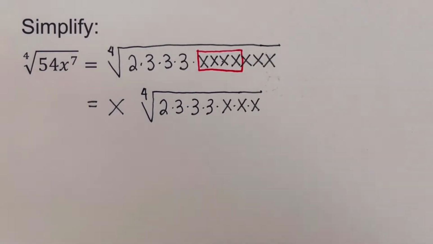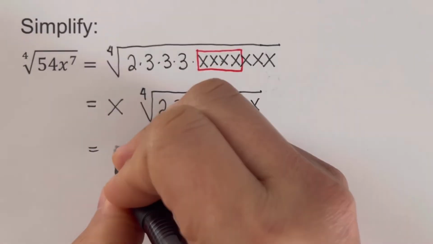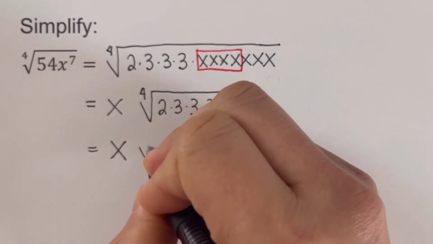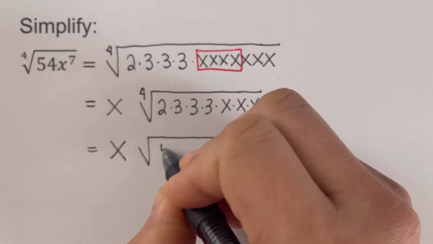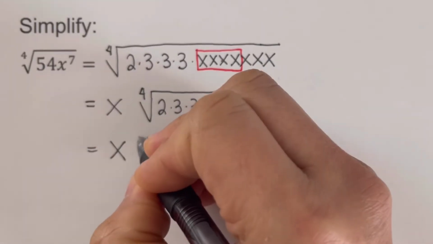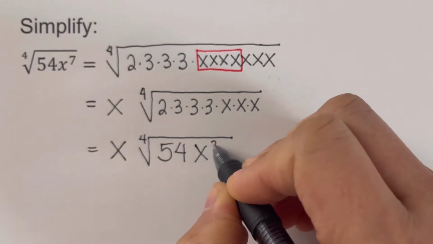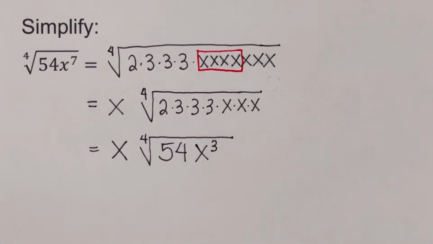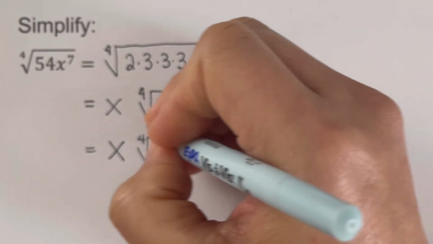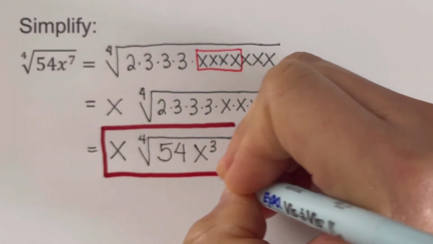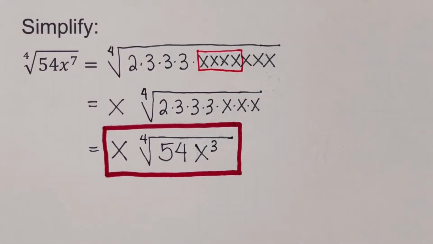So we go ahead and simplify this further. This would come out as x times the fourth root of 54 x to the third. So this is the simplified version of the fourth root of 54 x to the seventh. Now, please remember that we assume here that our variables are positive. Now, let's move on to the next example.